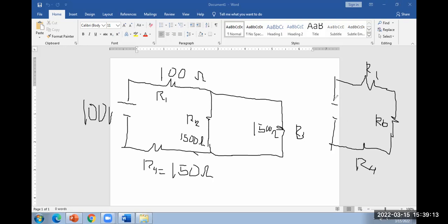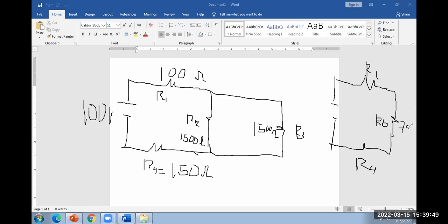So, yanin muna natin. Di ba? Pag ganyan, i-combine niyo muna. So, 1 divide 1 over 1,500 plus 1 over 1,500. Ang sagot doon ay 750. So pag kinombine natin itong 1.5 tsaka 1.5, ang makukuha natin ay 750 ohms.